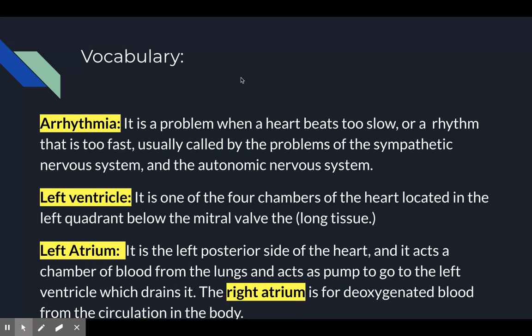Vocabulary. This is very important before you learn the actual basic anatomy. Okay, arrhythmia. It is a problem or condition caused by the sympathetic nerves and the autonomic nerves. The sympathetic nerves contain different code numbers, so it could contain different numbers on the top and the bottom.